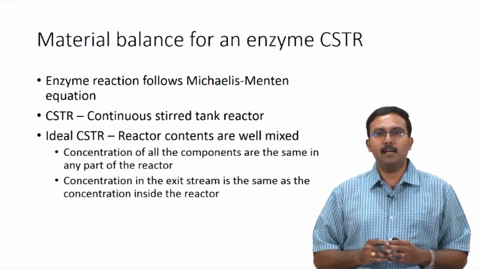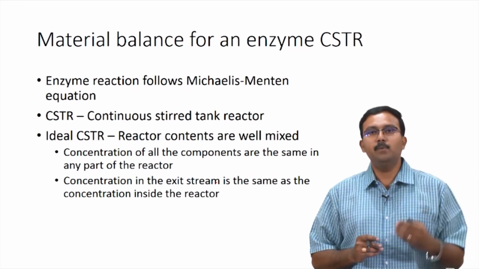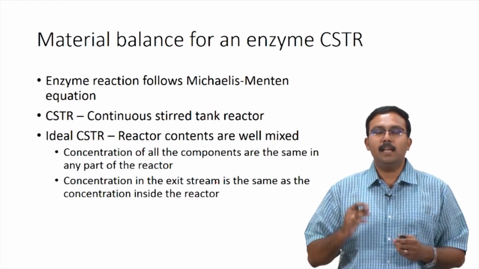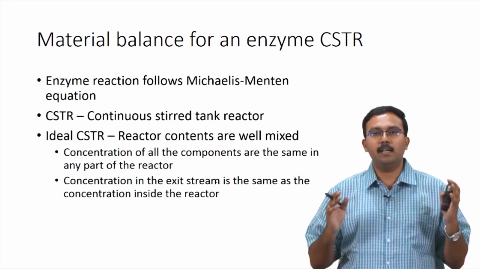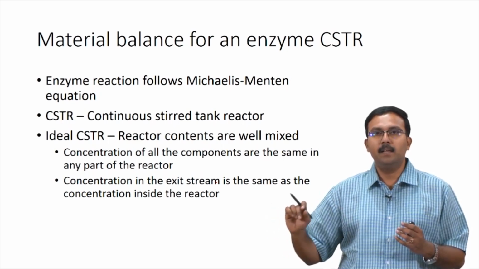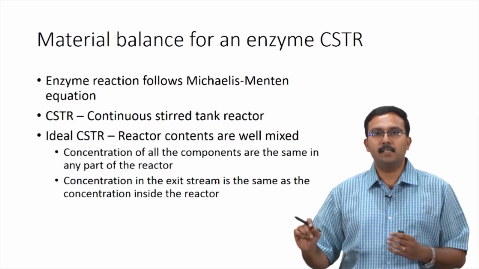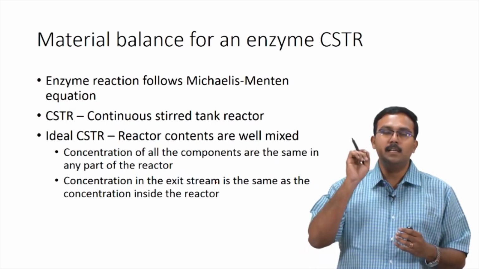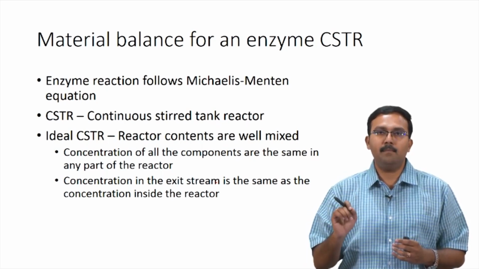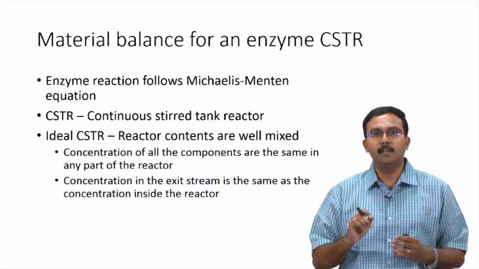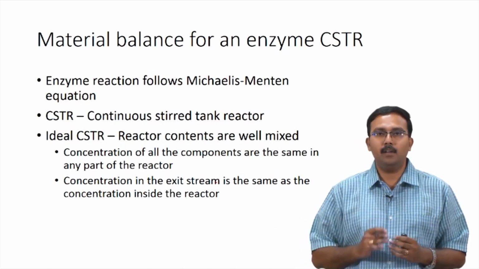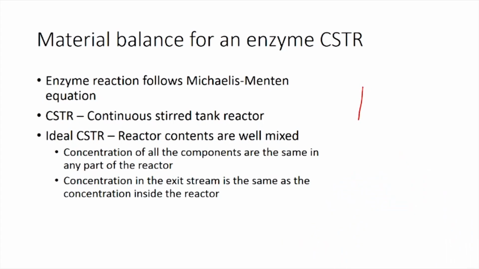Under this ideal condition, any feed which comes in will get instantaneously mixed well inside the reactor, thereby giving you a uniform concentration throughout the reactor. As you are taking it out in the exit stream, the concentration in the exit stream will be equal to the concentration present at the exact outlet point inside the reactor, which will be the same as the concentration all over the reactor, thereby giving you a uniform concentration in your exit stream and your reactor. So, let me explain this with the diagram.